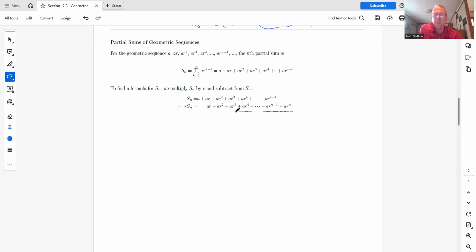So if we take the first equation and subtract the second equation, we have S sub n minus r times S sub n. So just that term minus that term. And then we have a, so a doesn't have a like term to subtract from. And then all of these are going to cancel out. So ar cancels out, ar squared cancels out, and so on. All of these cancel out. And then we're just left with this one. So we have nothing here minus ar to the n.